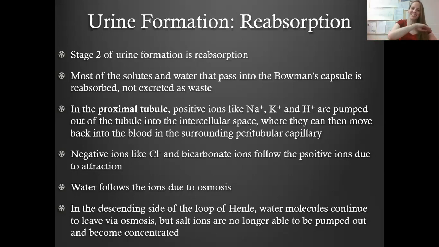Then we go into the descending loop of Henle, which is the down part of the loop of Henle. At that point, water is going to continue to leave because of osmosis, but in that area of the nephron, ions can't move in and out. So the ions are trapped in that section.